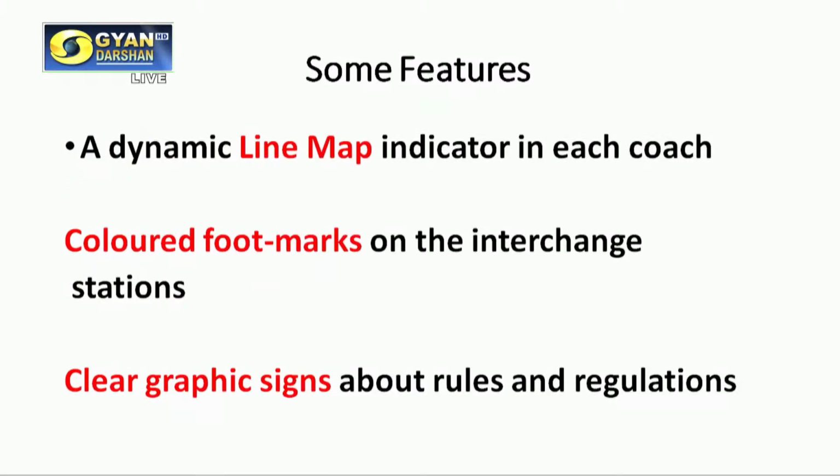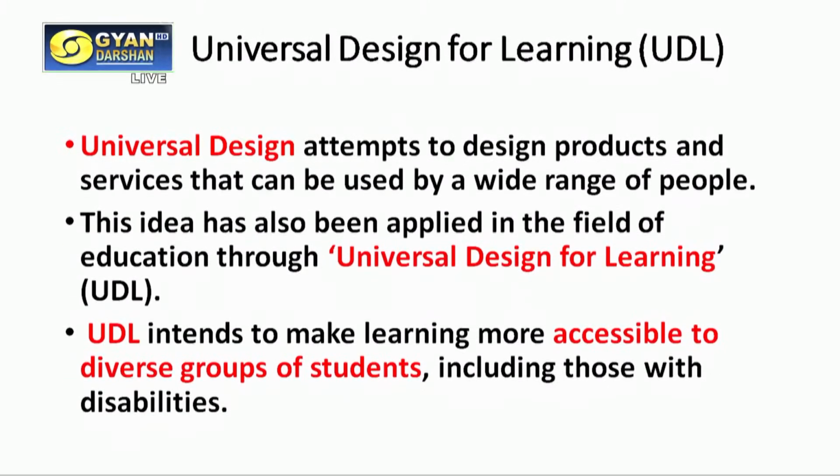There's a line map in each of the coaches which helps people to figure out exactly where they are. And at the interchange stations, a very interesting thing is there are colored footmarks. So if you want to switch from one line to the other, there are footmarks arranged in such a way that you will know exactly where to go when you want to change your line. Clear graphic signs about rules and regulations and so on.